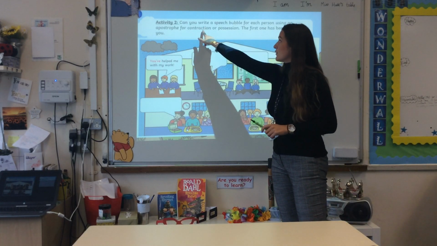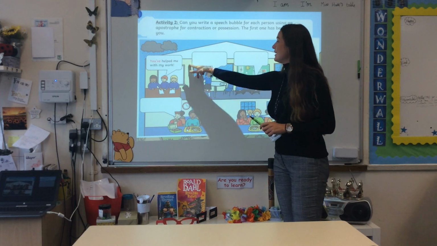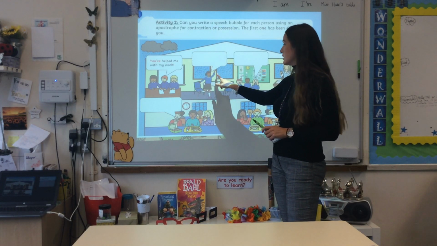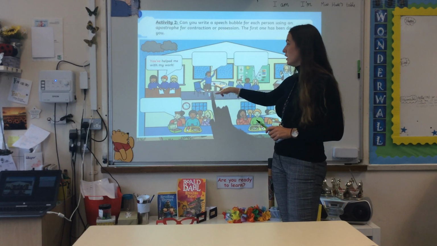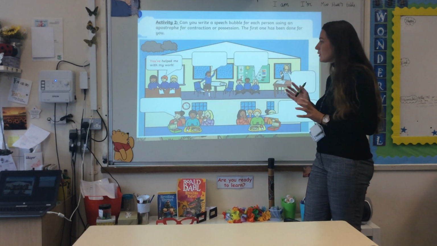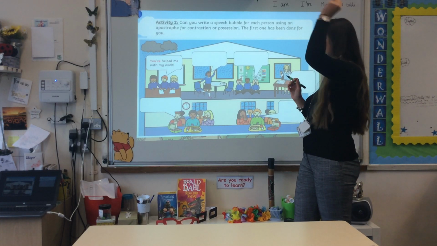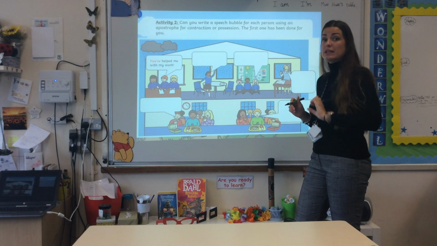Now we've reminded ourselves of contractions and possessions, we can now have a look at this next speech bubble. So I'm going to use the clues on what the girl is doing. She's actually holding a paper aeroplane there, and she's running in the classroom. So I'm going to think about what she might be saying. So she's holding the aeroplane. Maybe it's a friend's aeroplane.